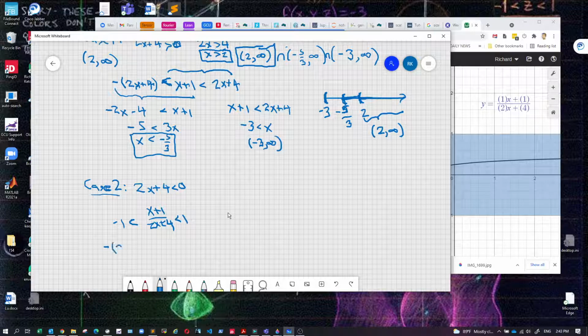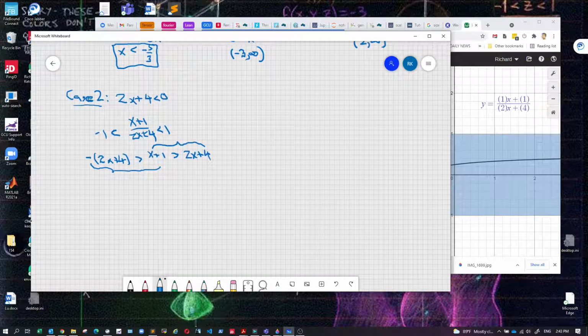So I have minus 2x plus 4, is less than x plus 1. Sorry, that's exactly what's not true. Greater than x plus 1 is greater than 2x plus 4. That's what's true now. So things have gotten flipped around. And again, we have these 2 parts to consider. We have that part, and we have this part over here. So we have those 2 separate things to consider.